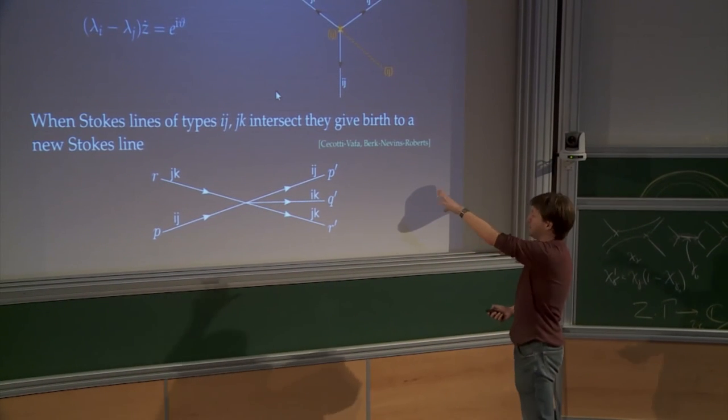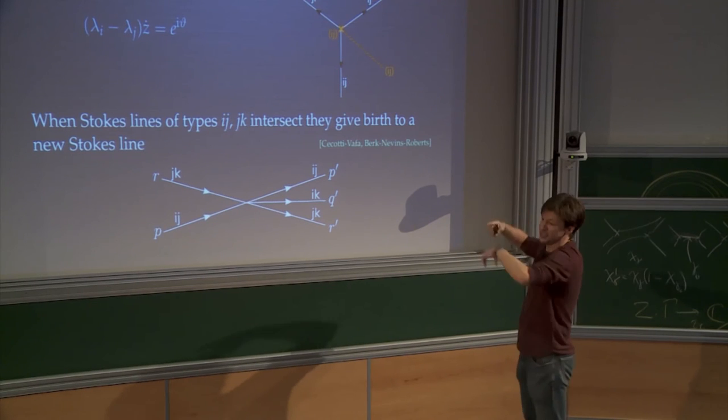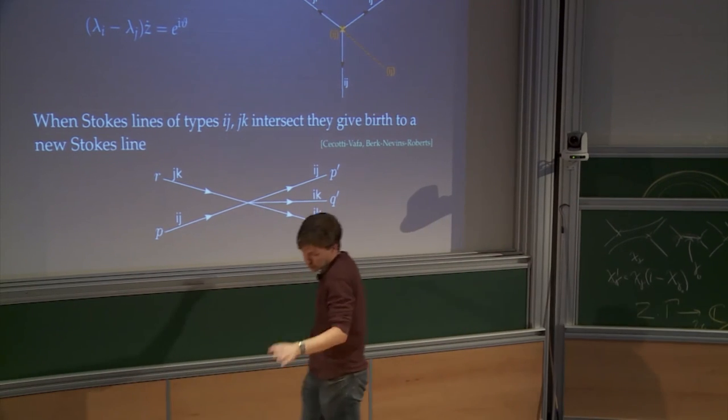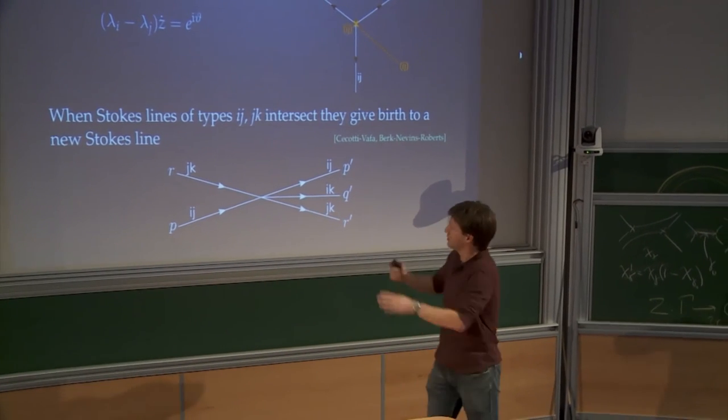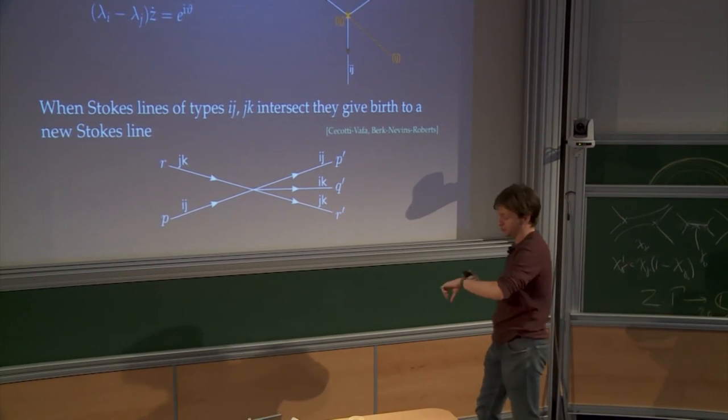So that's the definition of the spectral network. The spectral network is you just shoot these three lines out of each branch point, and then you let them do whatever they want to do. You let them evolve according to this differential equation, but when they cross, you have to give birth to new ones.